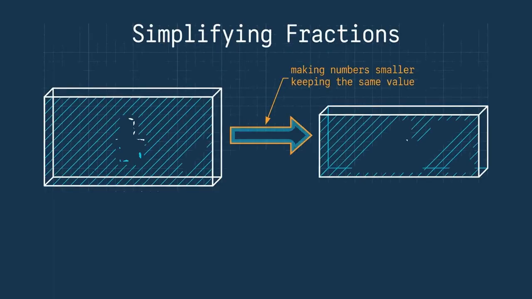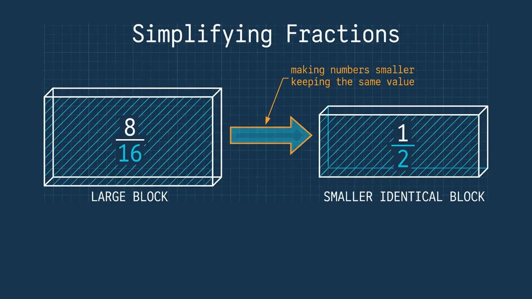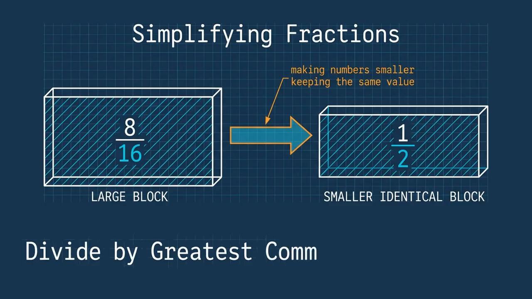Simplifying a fraction means making the numbers smaller while keeping the same value. To simplify, divide both the numerator and denominator by their greatest common factor, or GCF.